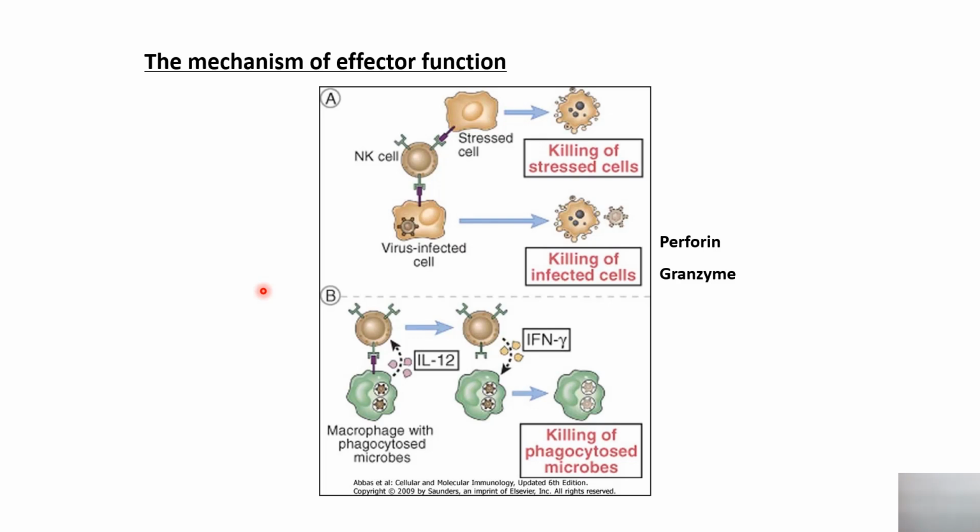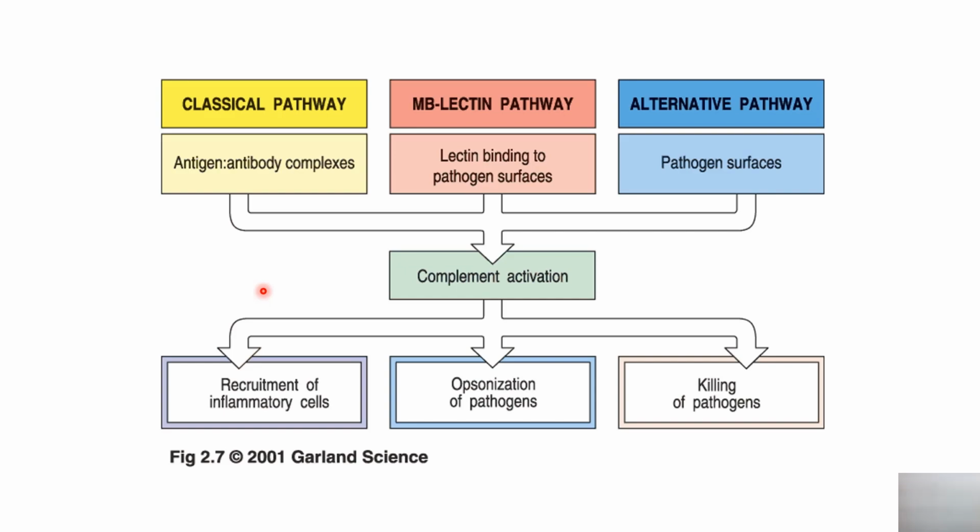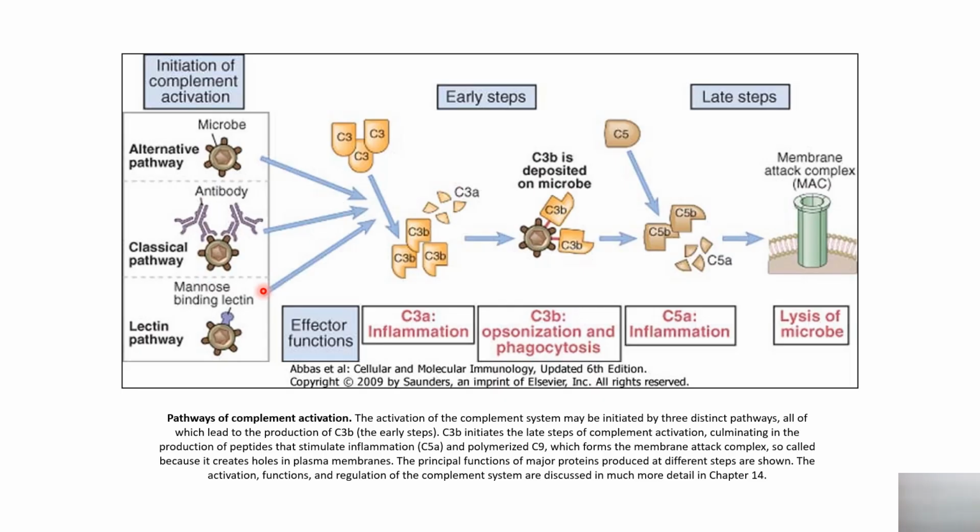These are microbes, macrophages with phagocytosed microbes. We talked about the complement pathway: classical, alternative and lectin pathway. We have talked about all this. The complement activation will recruit inflammatory cells, opsonization of pathogens, and killing of pathogens.